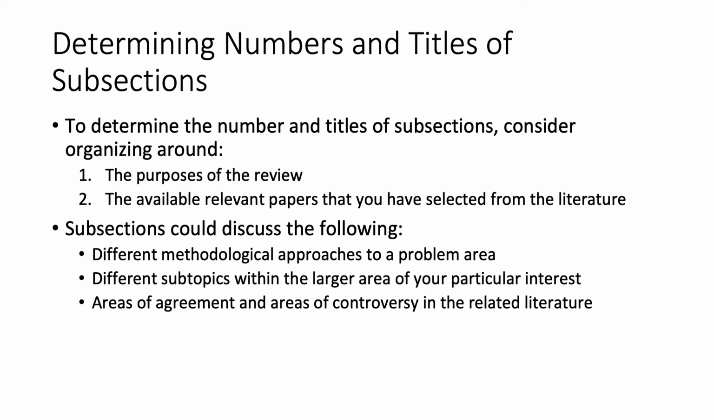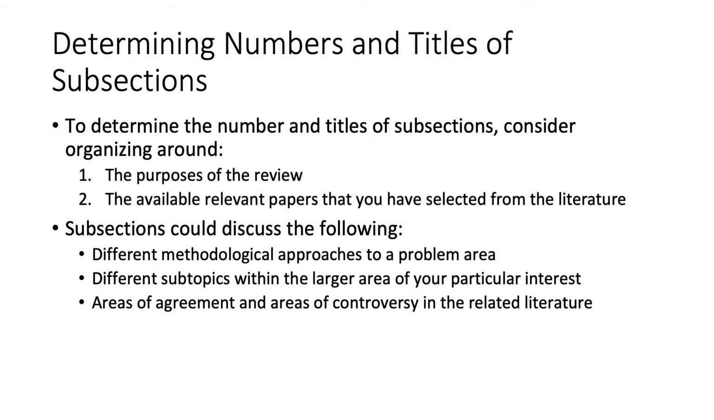To determine how many subsections you'll need in the body of your paper and what you should call them, think carefully about two things. One is the purpose of the review, and secondly, the available relevant papers that you have selected from the literature. These considerations should drive your choice of organization for the body of the paper. So we can assign each subsection its own descriptive subtitle. For instance, you can discuss the different methodological approaches to a problem area. You can have different subtopics within the larger area of your particular interests.